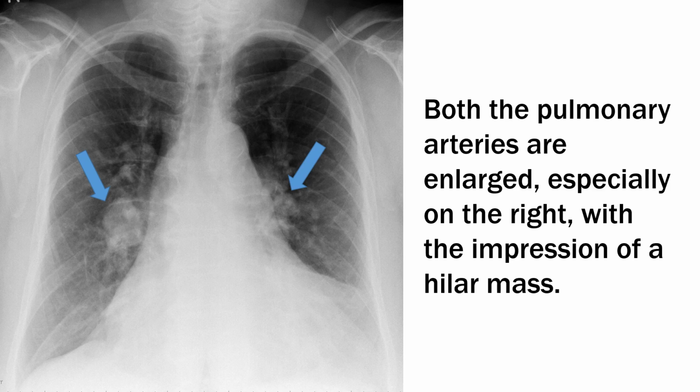In this X-ray, there is cardiomegaly with prominent pericardial fat pads. Both pulmonary arteries are enlarged, especially on the right, with the impression of a hilar mass.